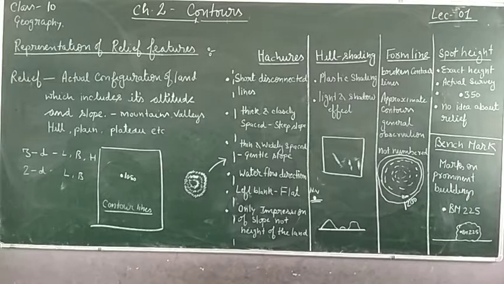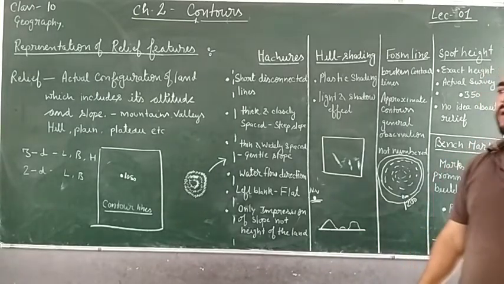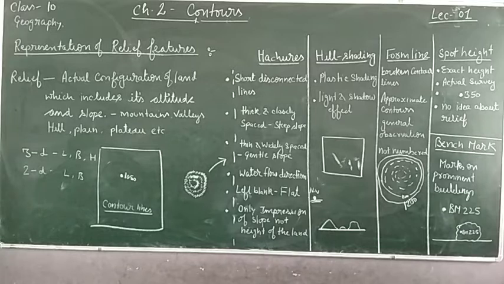Then comes benchmark. Benchmarks are the marks on prominent buildings. When survey is done, when the heights of places are calculated, then suppose if some big rock or some prominent building is there, then the height of that particular place is also written on that rock or building. Like suppose here one place is here and here we have a rock. On that rock it is written dot BM 225. It means the benchmark is 225 meters. It means the height is 225 meters from the sea level.